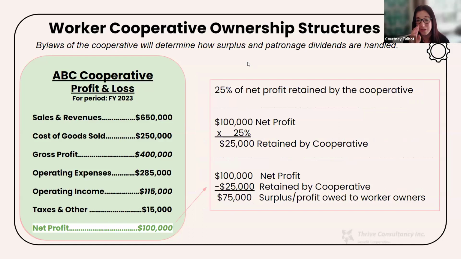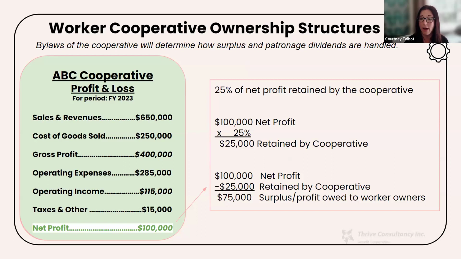So let's go on with our calculation of our example. Again, we know that 25% of the net profit is going to stay within the cooperative. That's just the rules that this cooperative has set up. So let's take our example. We have net profit of $100,000. And as I already mentioned, the only employees in this cooperative are worker owners, so we can use that entire $100,000 in our calculations. The first thing we have to do is decide how much is going to be retained right off the bat, and that's $25,000.